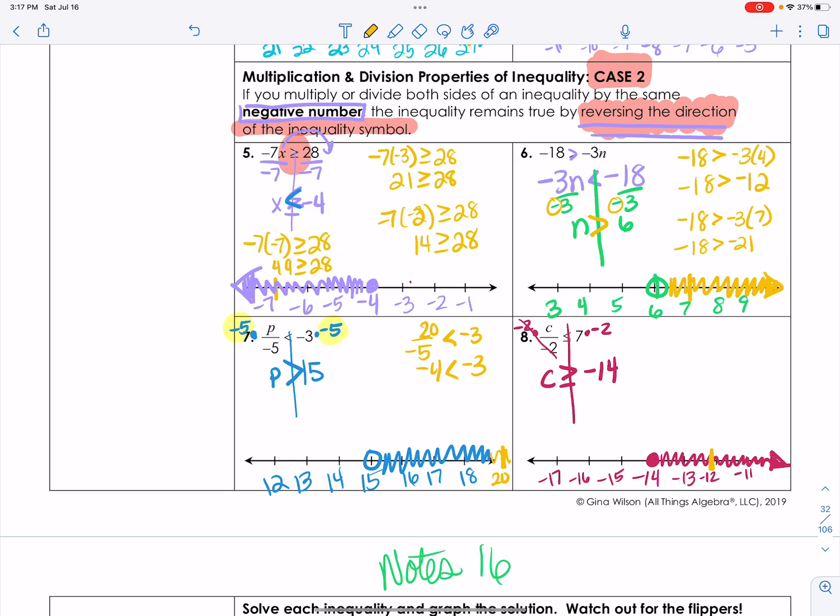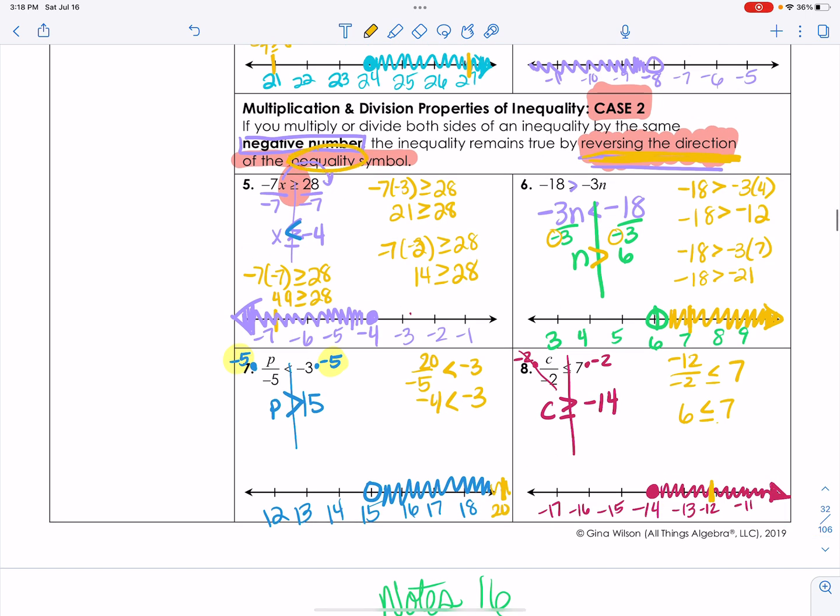Like if I pick a -12, I would have -12 over -2 is less than or equal to 7. Negative over a negative is a positive, and it's a 6. Is 6 less than 7? Yes. Okay, so when you multiply or divide by a negative number, you have to reverse the direction of the inequality sign. You have to.